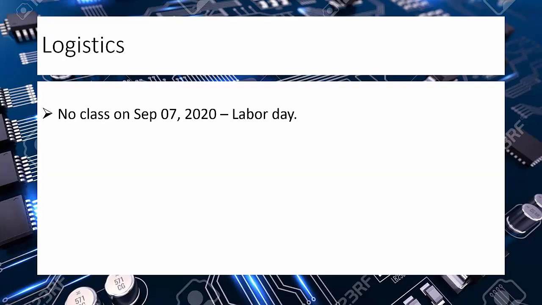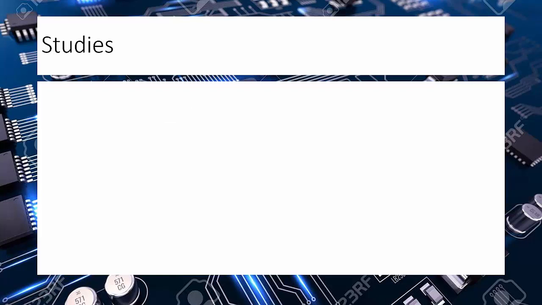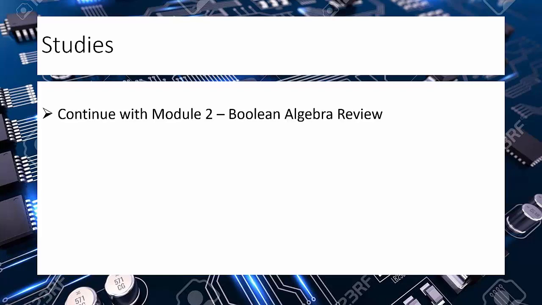Logistics-wise, we don't have a class on September 7. It's Labor Day, and campus is closed. We won't be online on that day, so for that week you have less to study. We'll continue with Module 2, Boolean Algebra Review.